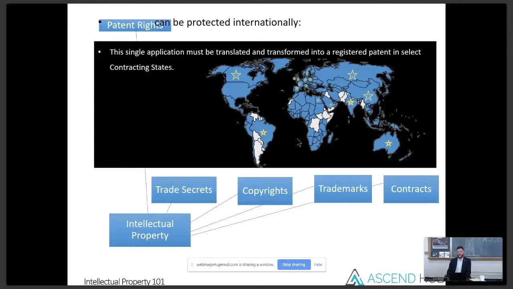And you can see on this map that many of the heavy-hitting markets in the world are a part of the Patent Cooperation Treaty, are so-called signatory states. However, there are a few key markets that are still missing.